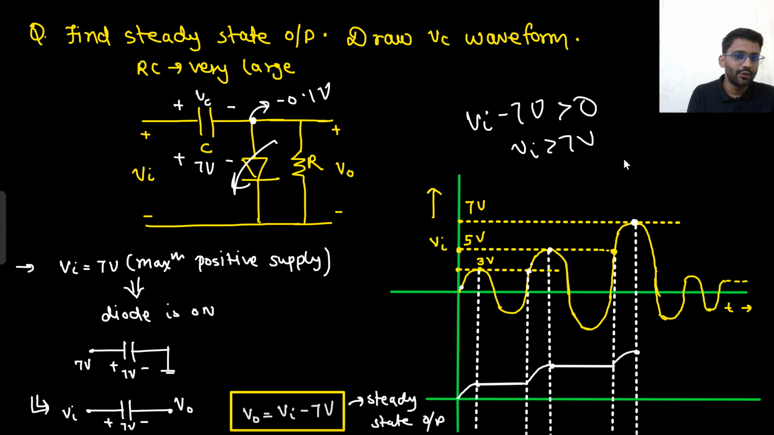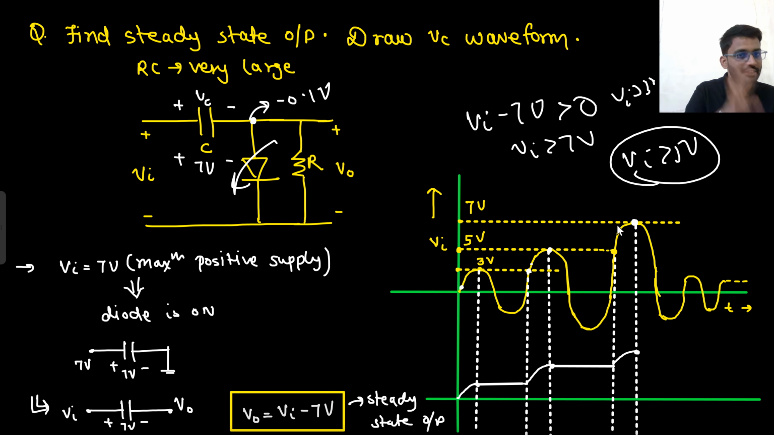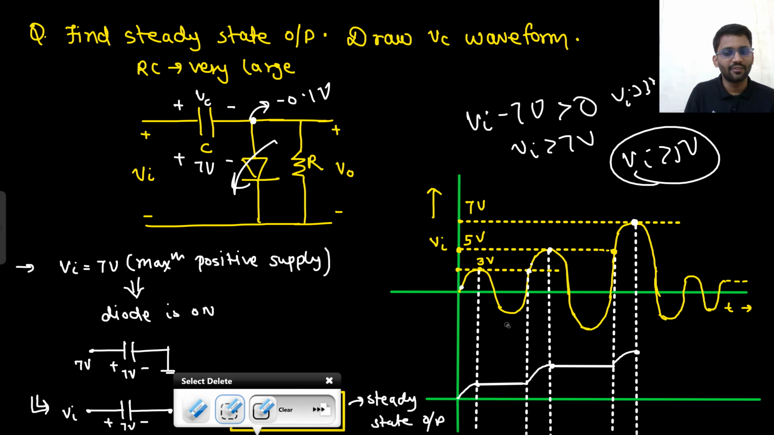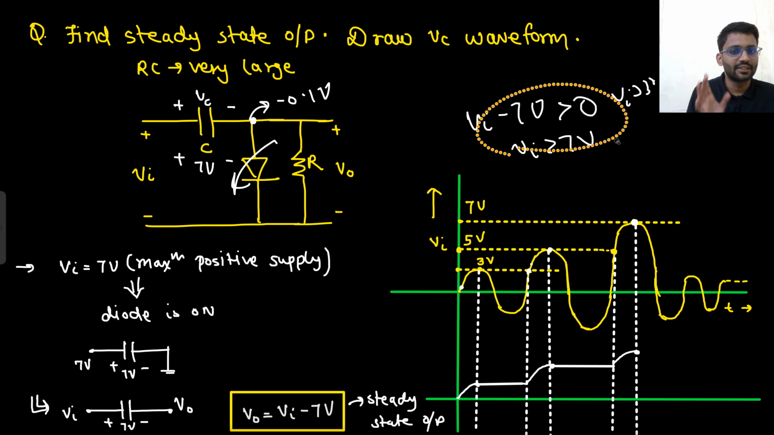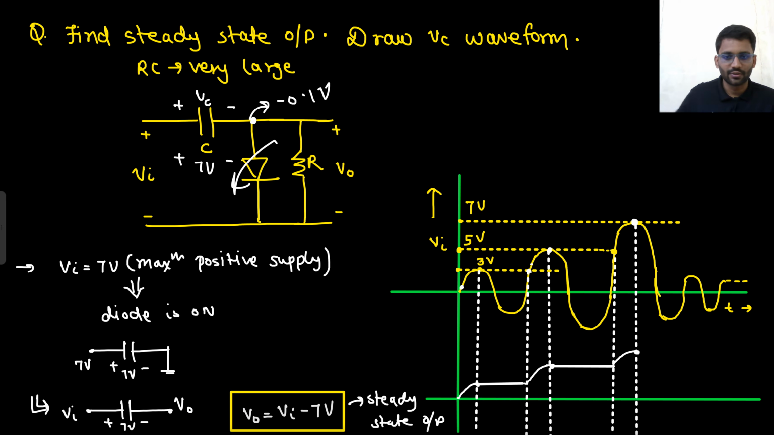Here at this point, what do you say? That input voltage should be greater than 5 volt. Yeah, here the input is greater than 5 volt, so the diode is turning on. Here the input voltage should be greater than 3 volt. Yeah, here the input voltage is greater than 3 volt, so the diode is turning on. But here you need V in greater than 7 volt, which is not happening because after that the input voltage is always lesser than 7 volt. So the diode will never turn on. That means the capacitor will retain its voltage. So the capacitor will always be at 7 volt. That will be the steady state voltage of the capacitor, and it will always remain at 7 volt. So that's it. That's the capacitor waveform.